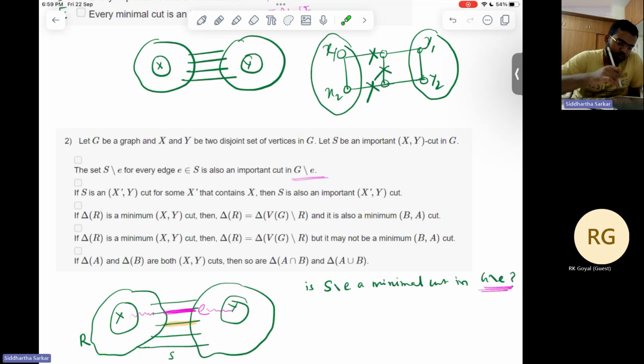All right, so that means that we have convinced ourselves that the set S minus E, for every edge E in the cut, is also an important cut for G minus E. So we can mark that as true. Okay, let's move to the next one.